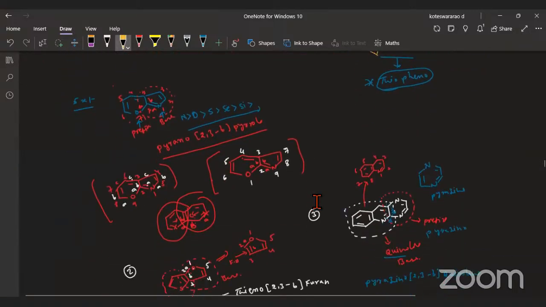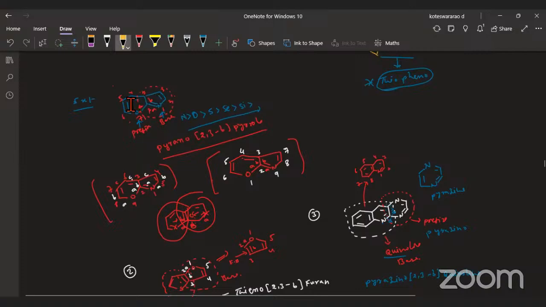Okay, here one example is given. Multiple heteroatoms are there in the fused ring system. Two ring systems are fused, one six-membered and one five-membered ring. One is the pyrrole and the other is the pyran. Pyrrole and pyran are the fused rings. How do we need to give the name?